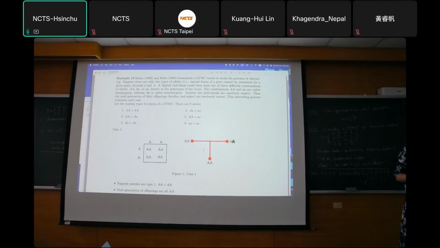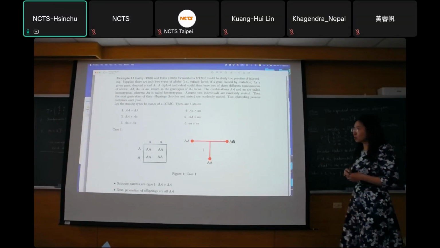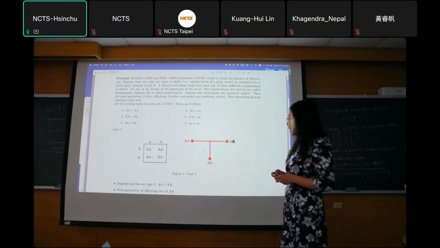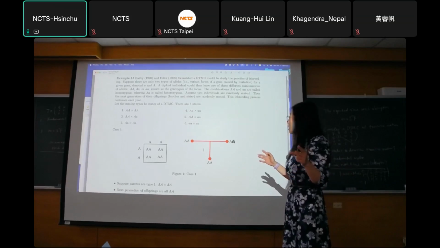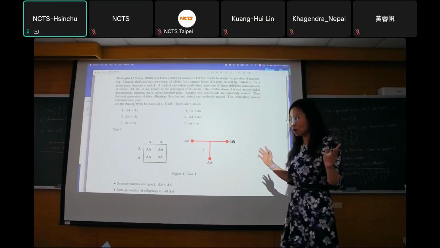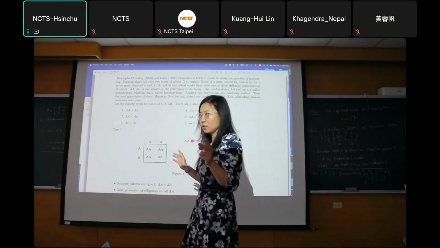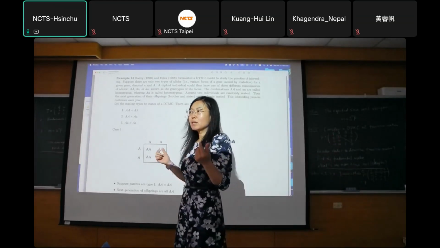I'll send you guys a file later, but I just want to show you a quick example. This is a real DTMC model, and the point is they want to understand genetic inbreeding, that is, how offspring are produced.